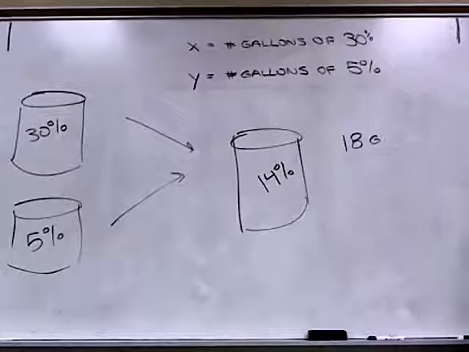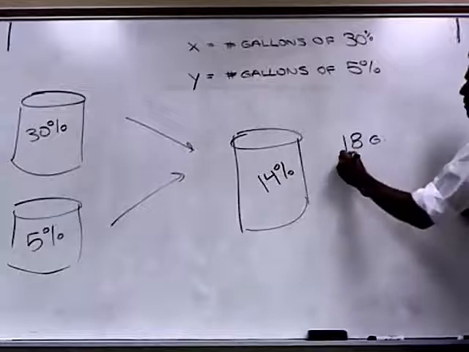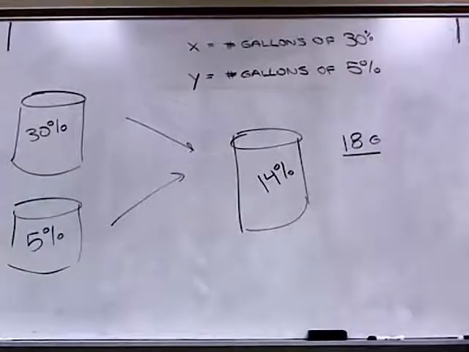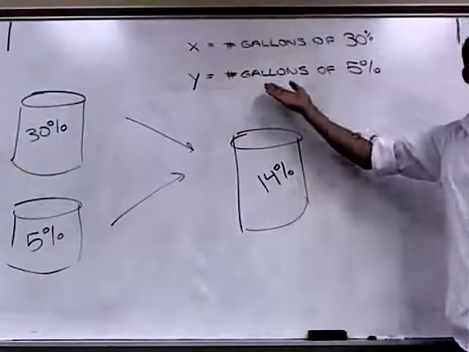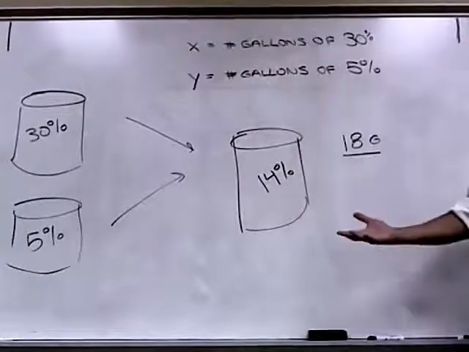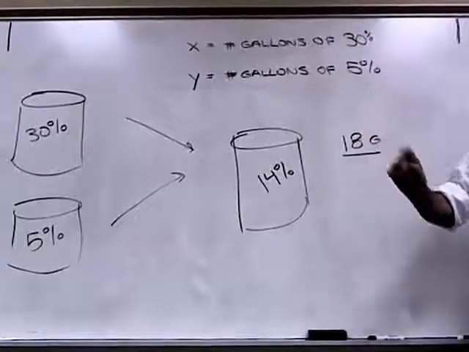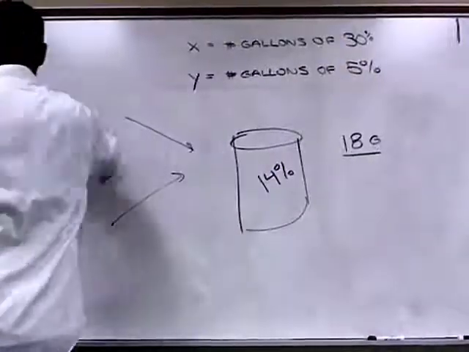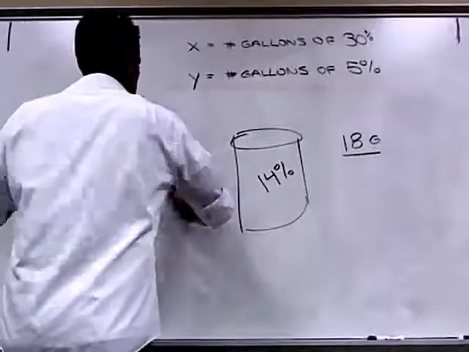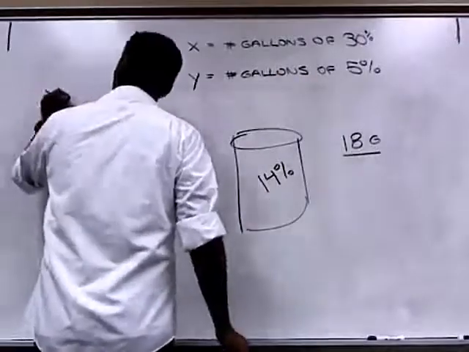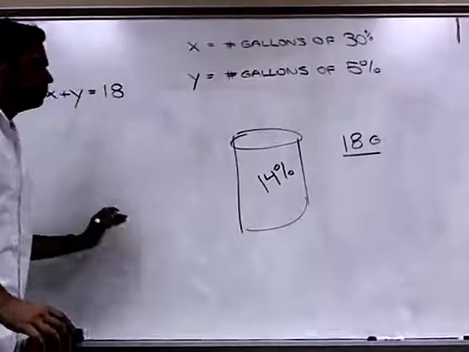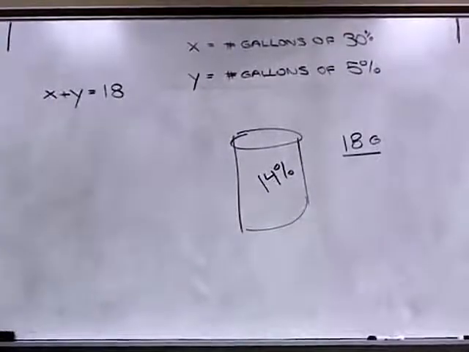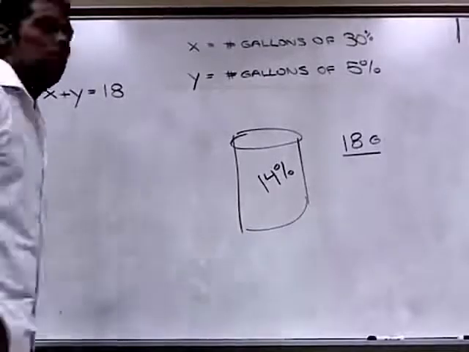Is there anything you know right off the bat? The total number of gallons, right? We know that we need 18 gallons total at the end. So I know that how many gallons of X I put in plus how many gallons of Y I put in has to add up to be what? 18. So that's my first equation, isn't it? Okay, so I'm going to put that here. I know right now, just from this, that X plus Y has to be 18. Now what?